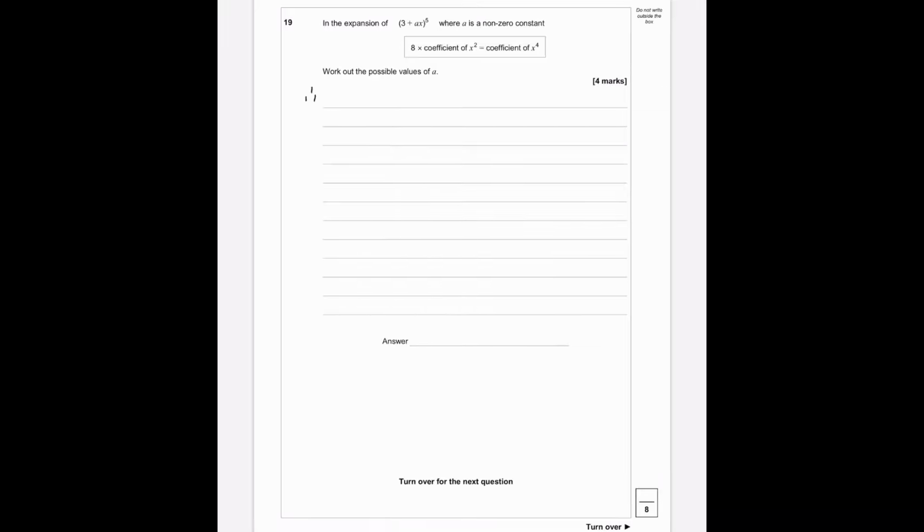Question 19, we've got a binomial expansion here. Pascal's triangle to help us. You don't have to do that. You can use the choose function on your calculator, or maybe you just know the fifth row. For the x squared expression, we'll take 10 from Pascal's triangle times by 3 cubed times by the ax squared.